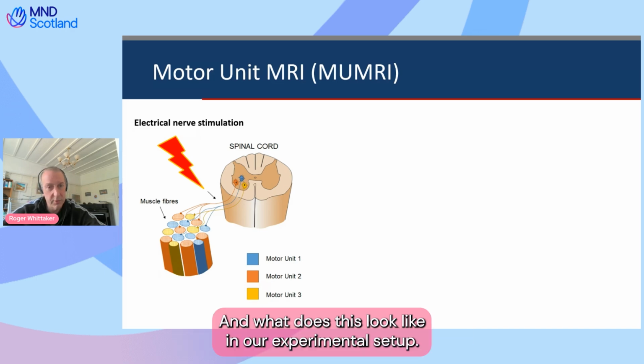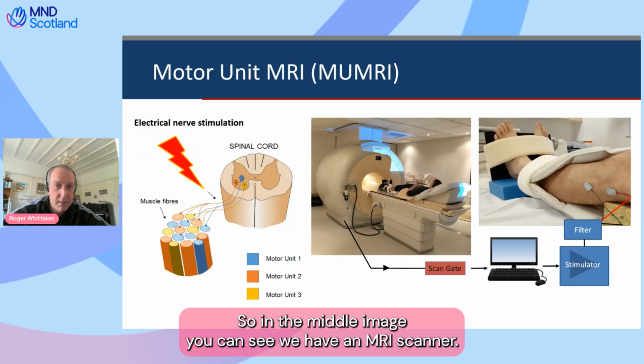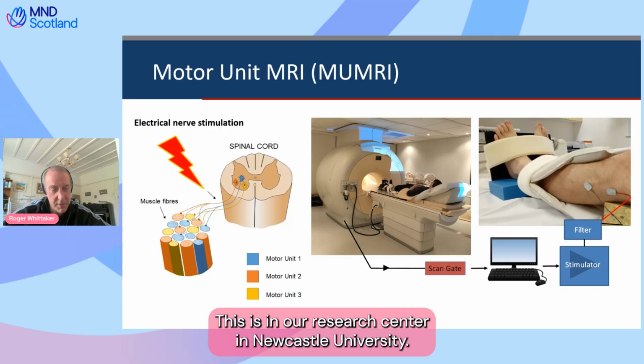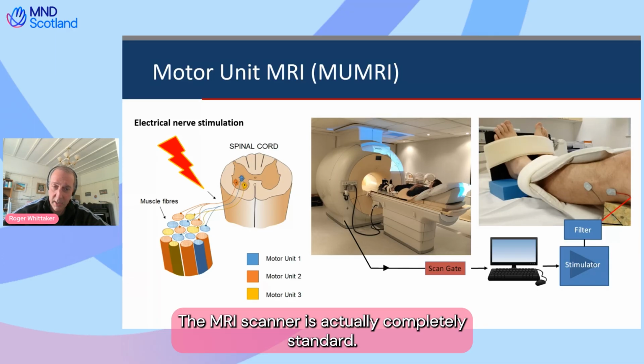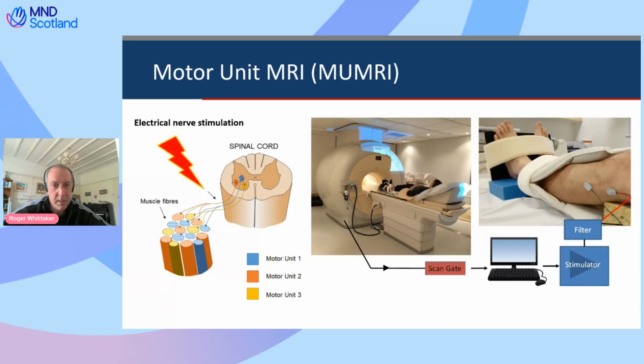And what does this look like in our experimental setup? Well, it's pretty complicated. In the middle image, you can see we have an MRI scanner. This is in our research center in Newcastle University. The MRI scanner is actually completely standard. It's identical to an MRI scanner that you would find in a hospital.